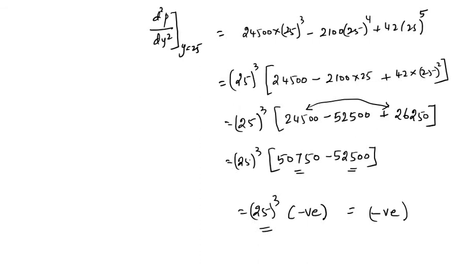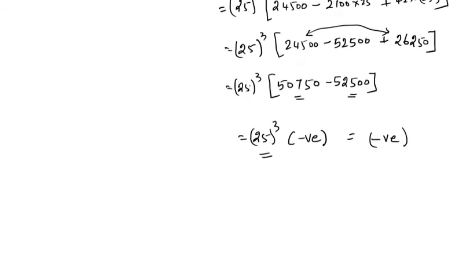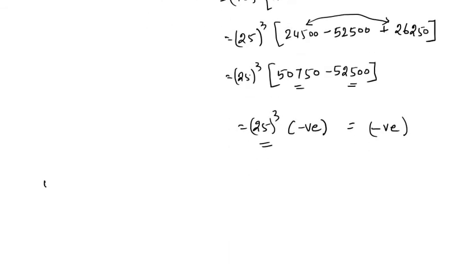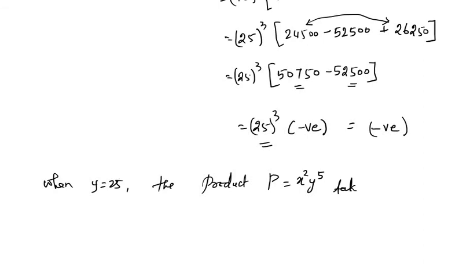Since the second order derivative is negative, I can say when y equal to 25, the product p equal to x square into y power 5 takes maximum value. Right? That's all. That is the answer for this. Therefore, answer is when y equal 25.